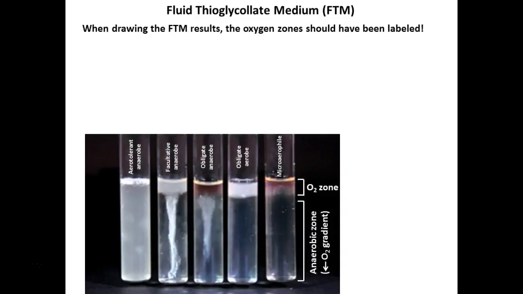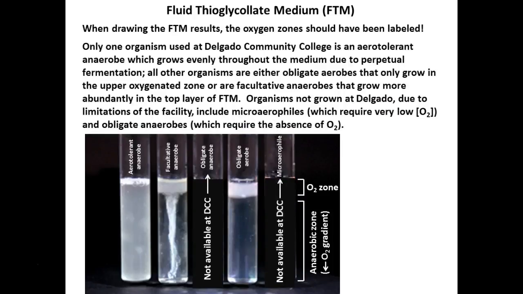For the fluid thioglycollate media, remember we have an oxygen zone versus a non-oxygen zone. Based on that growth pattern, you can determine the classification of your organism and if it's utilizing oxygen, which is the case for all of ours. They're utilizing oxygen, right? But some of them can grow anaerobically additionally to aerobically. And those were which ones?